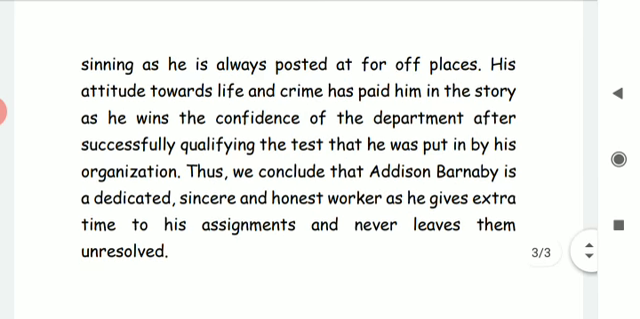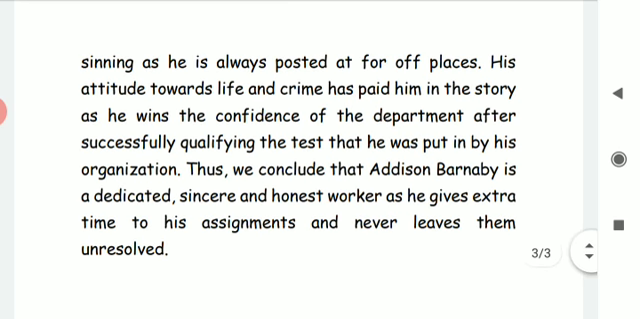Thus, we conclude that Edison Barnby is a dedicated, sincere, and honest worker, as he gives extra time to his assignments and never leaves them unresolved. That is another thing necessary to understand Edison Barnby. Besides being a dedicated, sincere, and honest worker, he gives extra time to the assignments which the department has given him. He is trying to understand the people, their culture, their tradition. He is providing a lot of time in order to understand the entire process, and never leaves them unresolved.